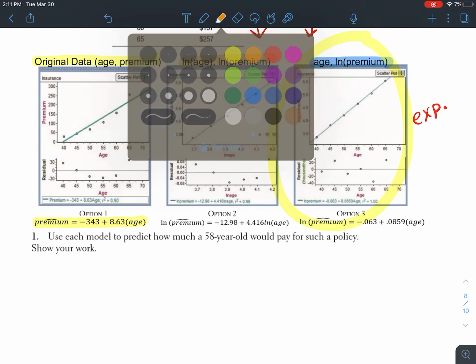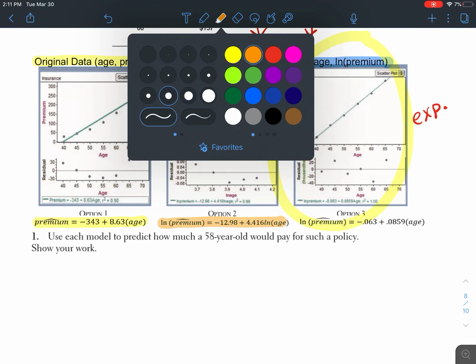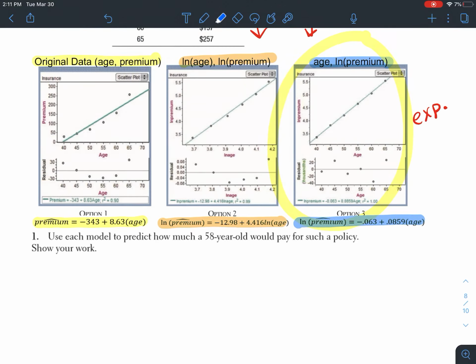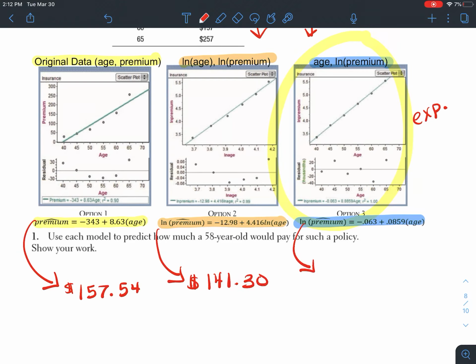Okay, what number 1 is asking you to do is use each of these 3 regression equations that you have underneath each of these to essentially predict what the premium payment would be for a 58-year-old who would pay for each of these policies in each of these 3 regression scenarios. Now, I'm not going to show the steps for this, but for option number 1, the premium would be $157.54. For option number 2, the premium would be $141.30, and then the best one that we really should be using for these predictions is actually this last one, $136.89.